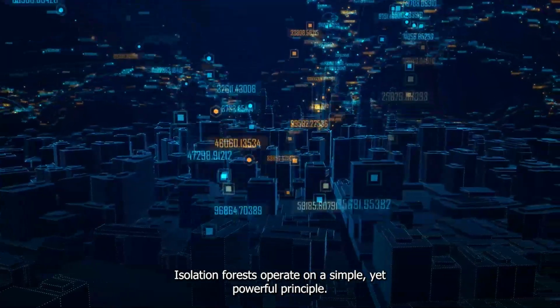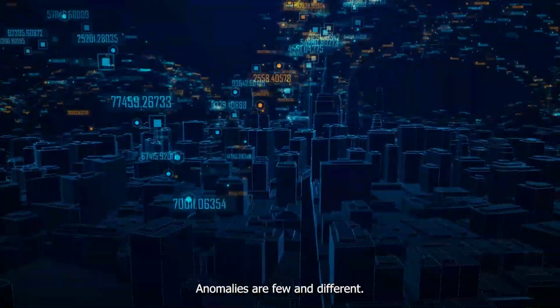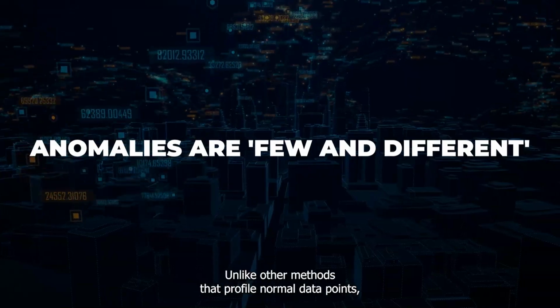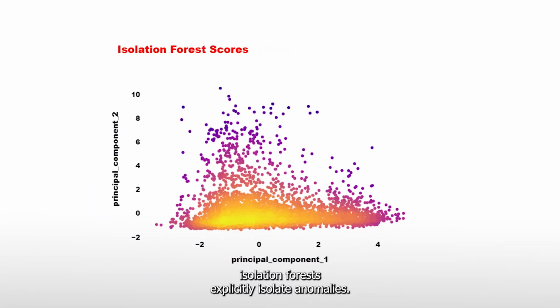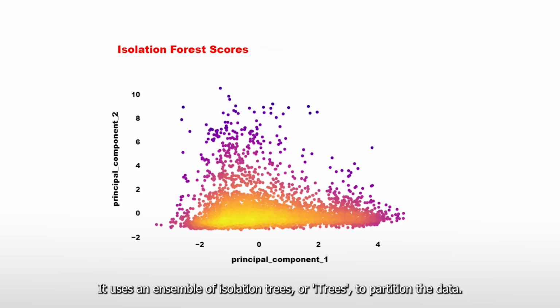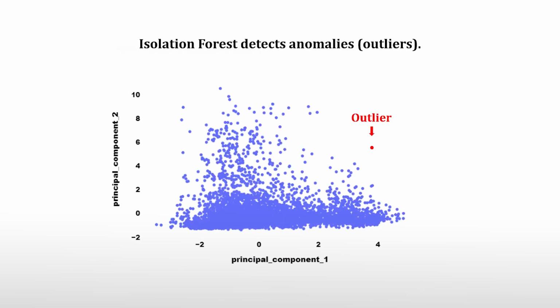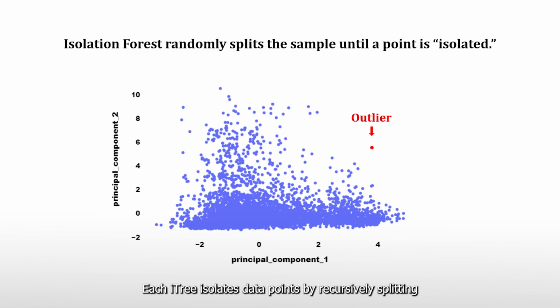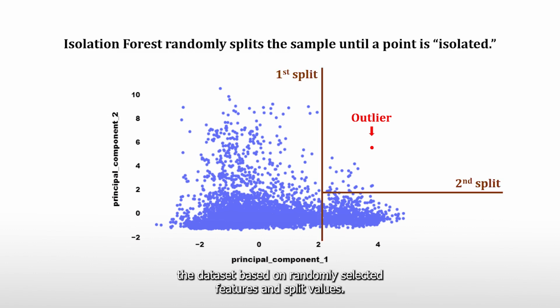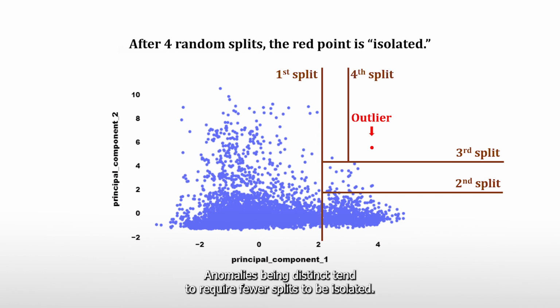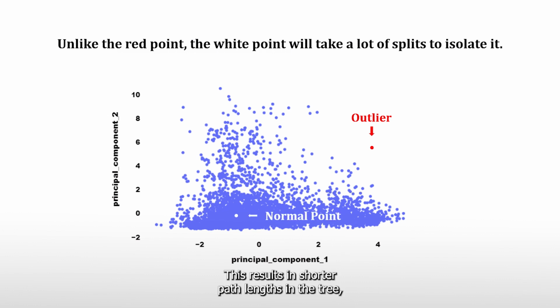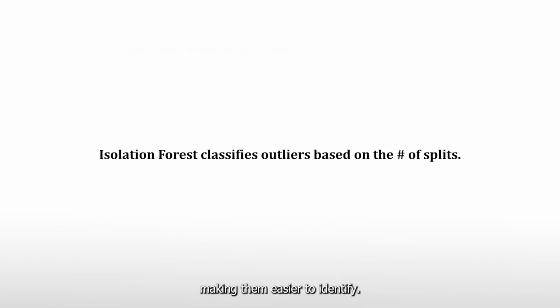Isolation forests operate on a simple yet powerful principle. Anomalies are few and different. Unlike other methods that profile normal data points, isolation forests explicitly isolate anomalies. It uses an ensemble of isolation trees or I-trees to partition the data. Each I-tree isolates data points by recursively splitting the dataset based on randomly selected features and split values. Anomalies, being distinct, tend to require fewer splits to be isolated. This results in shorter path lengths in the tree, making them easier to identify.